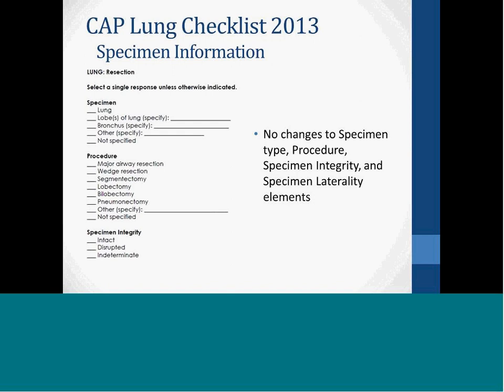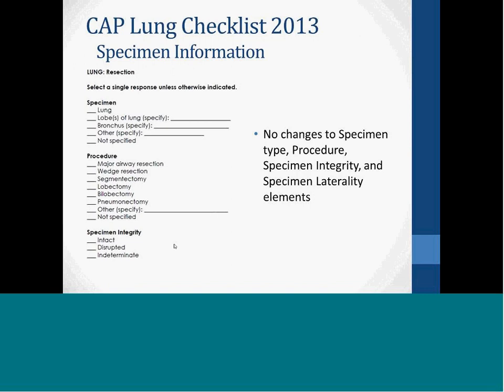Let me run through the checklist quickly. The checklist begins with information regarding the resection specimen itself and regarding the tumor. There have been no changes to the specimen type, the procedure, specimen integrity, or specimen laterality elements. So as you can see, it starts with the specimen type, be it a lung or a lobe or bronchial resection, followed by the procedure type. Really the major types of procedures for lung cancer would probably be either wedge resections or lobectomies, but there are other specimens that may be used as well.